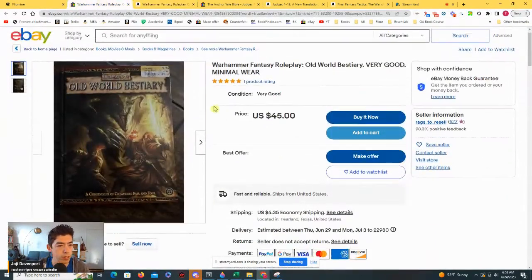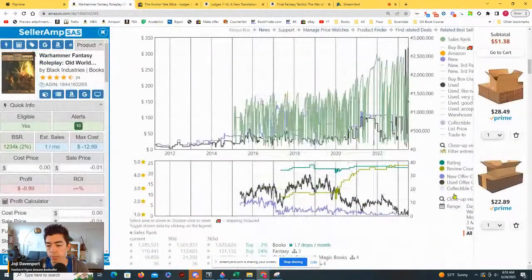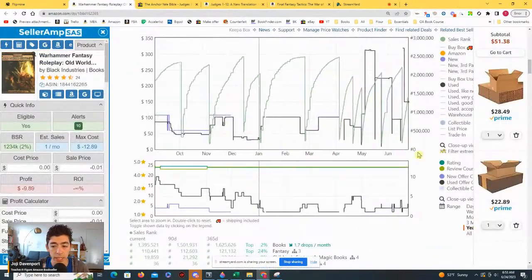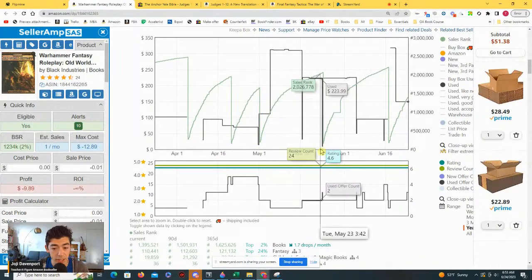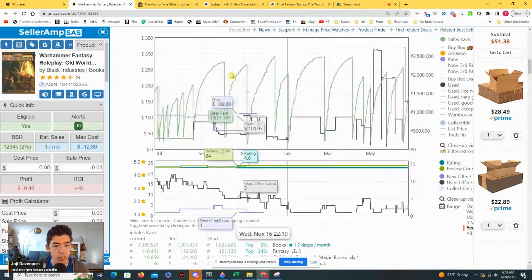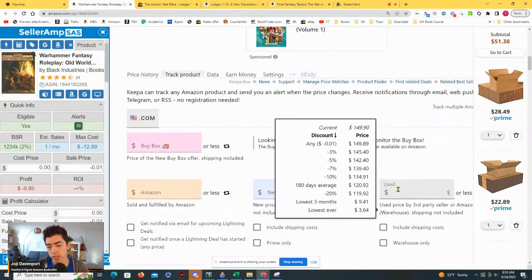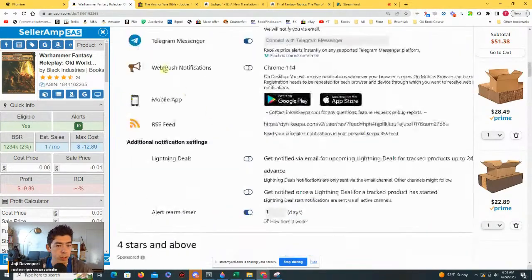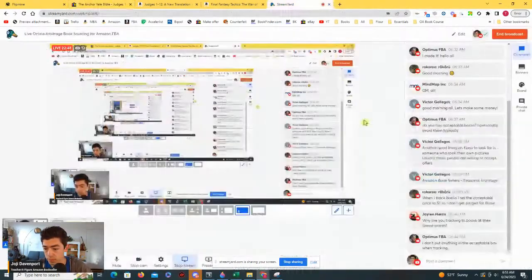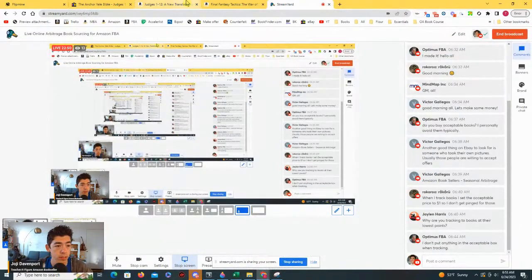Again, 45 is a little bit too rich for me, but I'm definitely going to track this book, knowing that basically twice in May, this book got to a point where this would have been a steal to pick up. So I'm going to track this for 18 and start tracking that book. All right. Let's come back here.